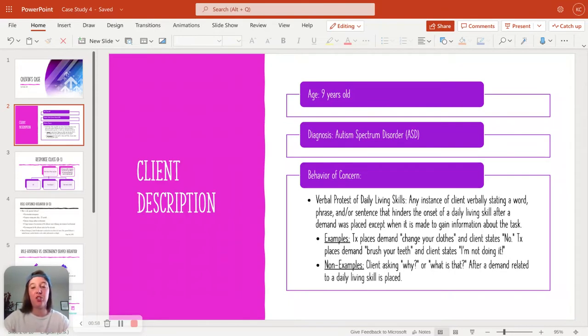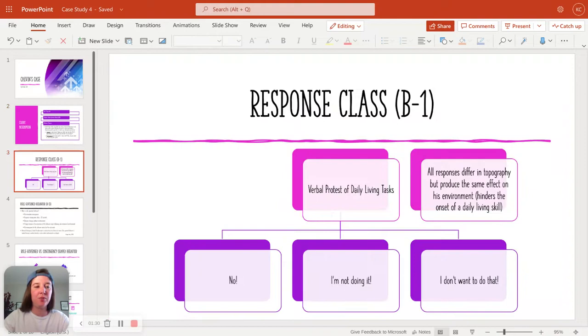The therapist places the demand, brush your teeth. The client states, I'm not doing it. Those are all examples. Some non-examples are the client asking why after a demand is placed to do a daily living task, or asking what is that? If he doesn't know what he's being asked to do, or he's struggling to understand why he's doing it, he's just trying to gain more information. We want to positively reinforce those behaviors to gain more information about a task. We don't want to extinguish those, so we put those in our non-examples.